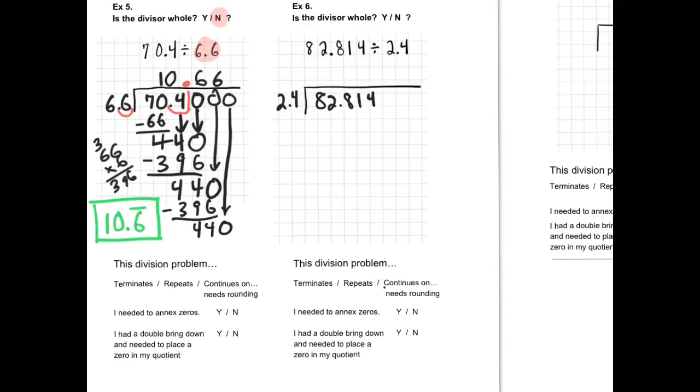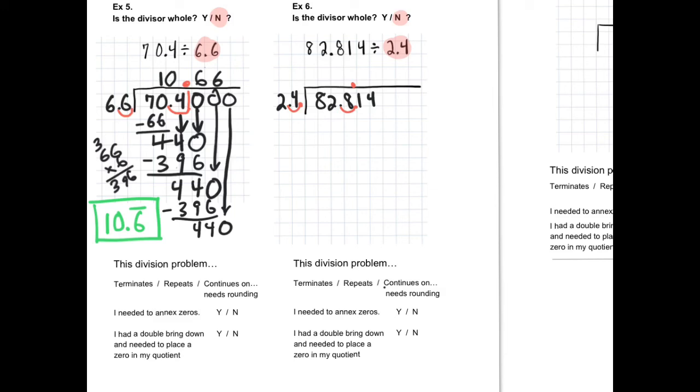In example number 6, we are trying to figure out how many times 2 and 4/10 goes into 82 and 814 thousandths. The divisor is not whole, which means we're going to have to move the decimal point. So we will move each decimal point over to the right once by multiplying by 10. And then we follow our simple steps. Once again, ducks must swim backwards.